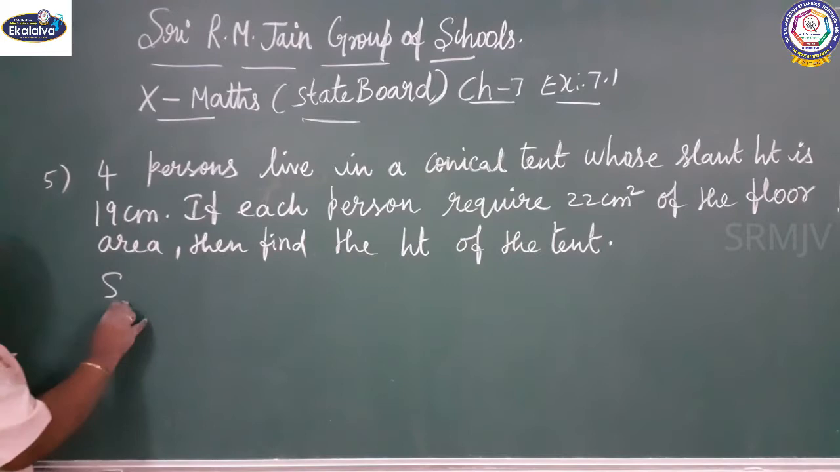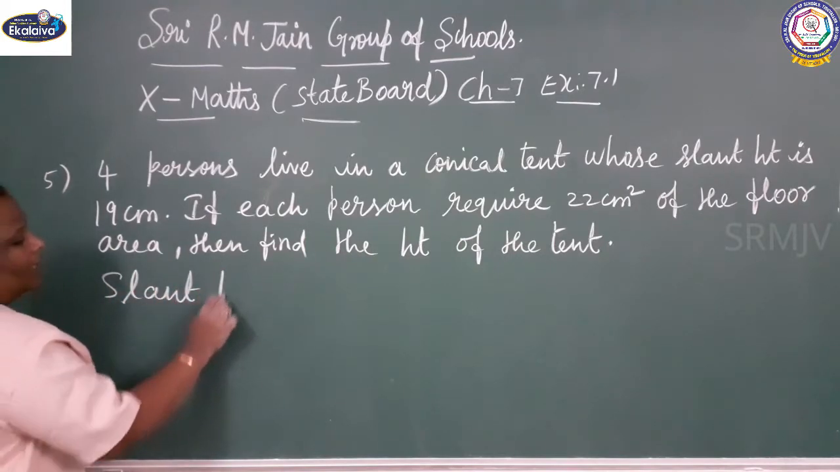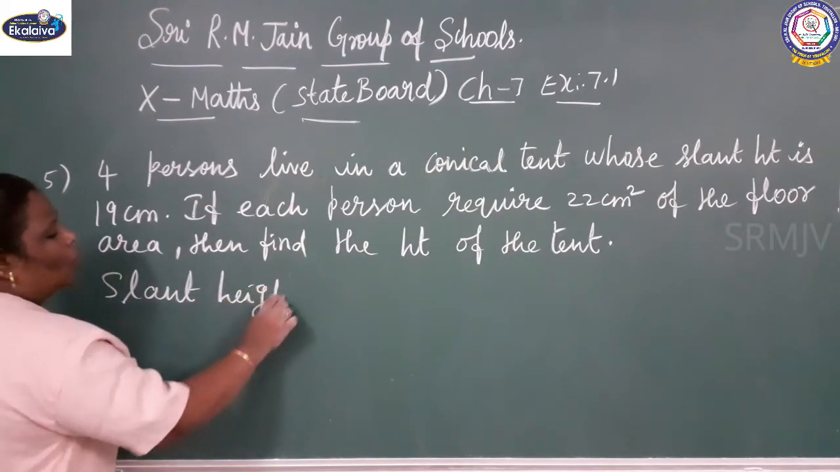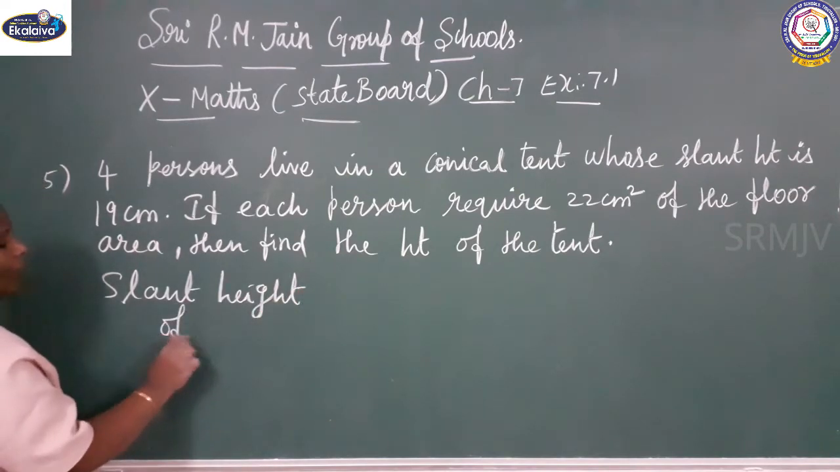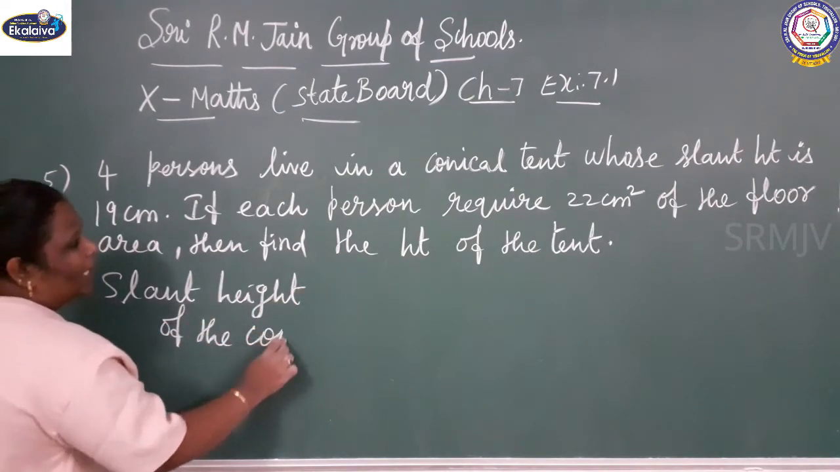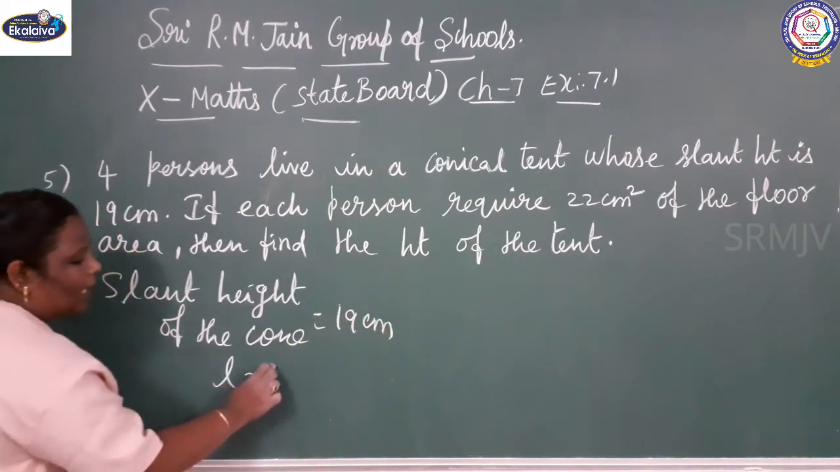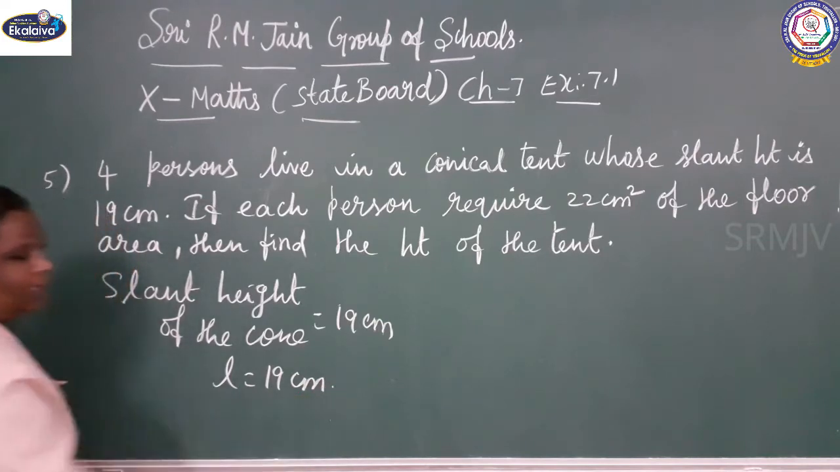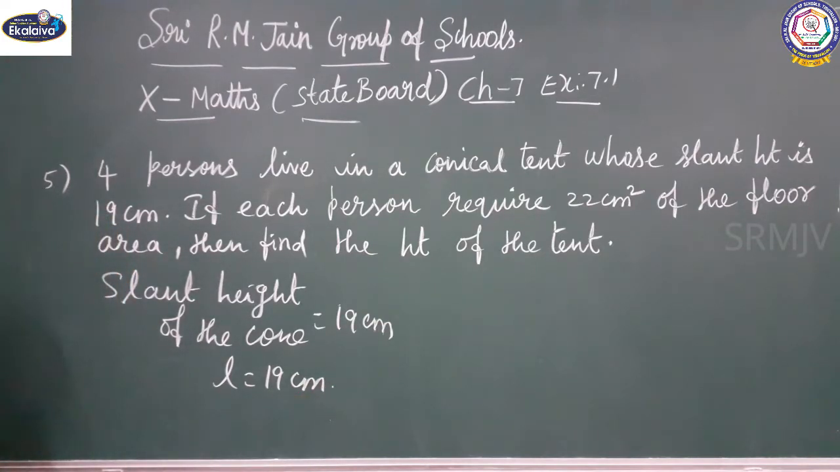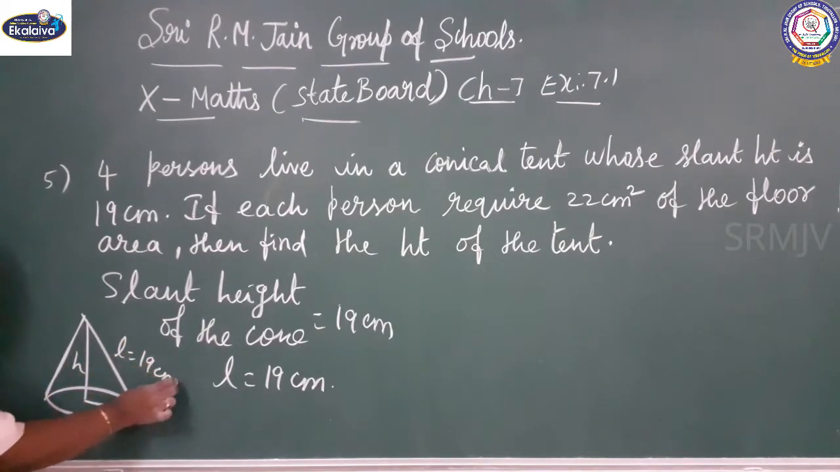What is given? Slant height of the cone is given. Slant height of the cone equal to 19 centimeter. It's nothing but L equal to 19 centimeter. This 19 is the slant height. You should find out the height of the cone.